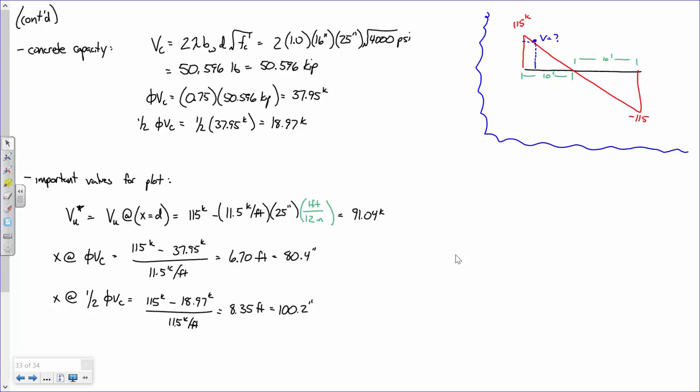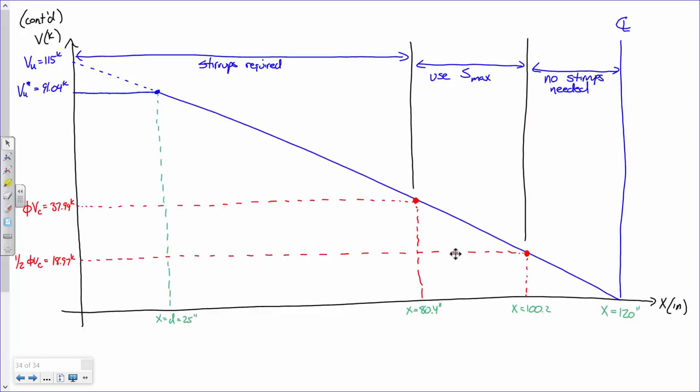Okay? We really needed three important values for our plot. We needed VU star, that's our first shear value, that's the shear at x equals d. We also needed two x values. We needed where does Phi VC occur along the span and where does half of Phi VC occur along the span. And we used those values to generate this. And this is where lecture stopped last time, so I just want to take a second and make sure everybody is okay with this image.